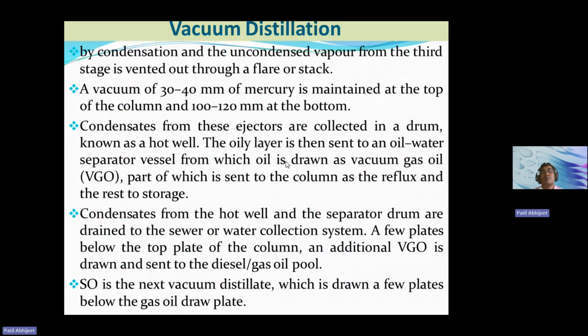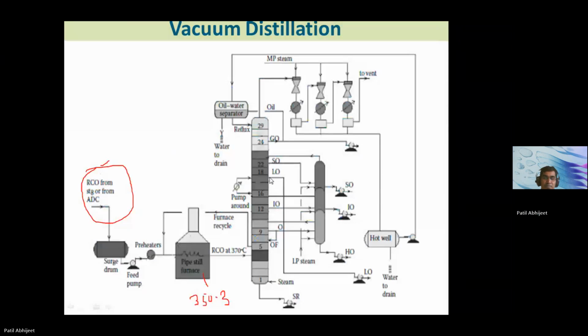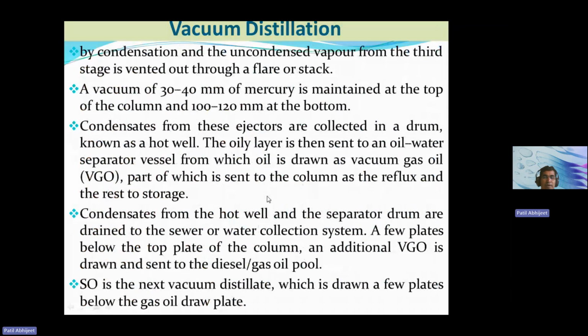There may be a question about the range of pressure operated within the vacuum distillation column. Almost 30 to 40 mm of Hg or torr is operated at the top of the column, and almost 100 to 120 mm of Hg is operated at the bottom. That is below atmospheric pressure, 760 mm of Hg.